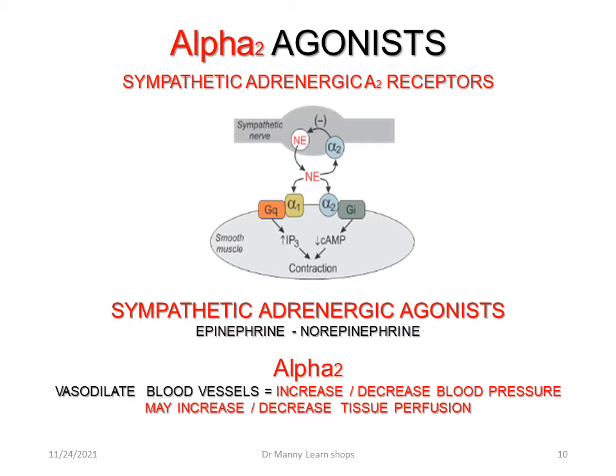When it comes to the alpha-2 agonists, the sympathetic adrenergic receptors are alpha-2. Same adrenergic agonists again, epinephrine and norepinephrine, and if alpha-2 receptors are stimulated, they will vasodilate blood vessels to increase or decrease blood pressure. It depends on the clinical situation. If you're in shock, it may not increase. However, it may increase or decrease tissue perfusion. It depends on the clinical circumstances.